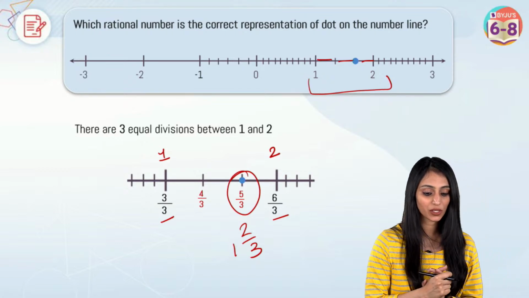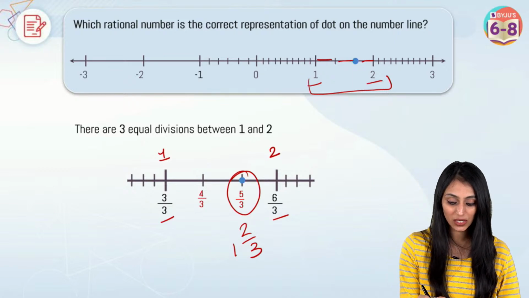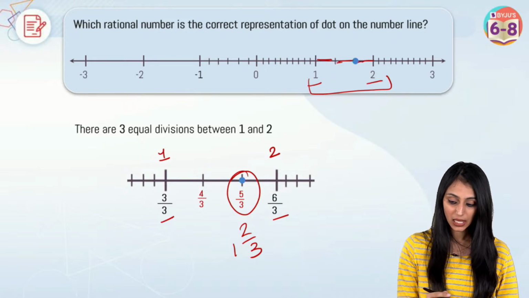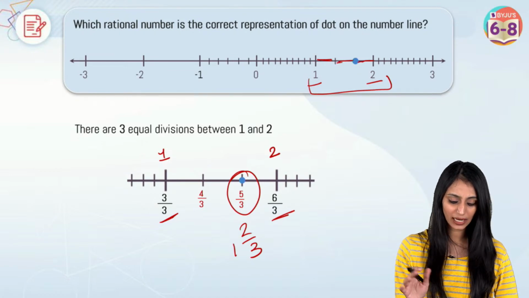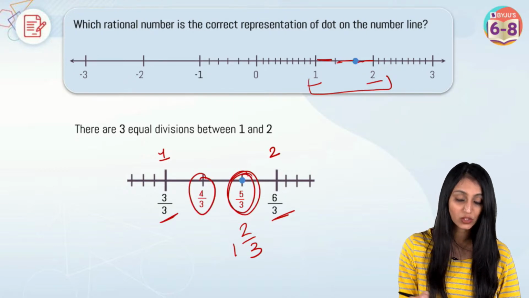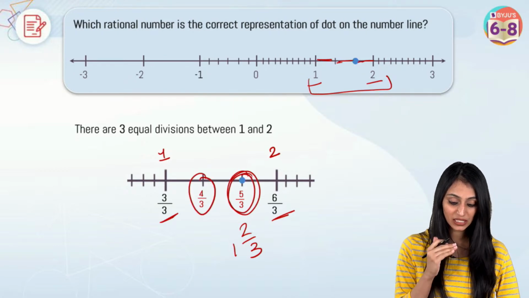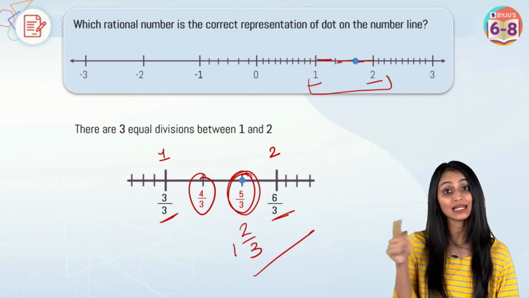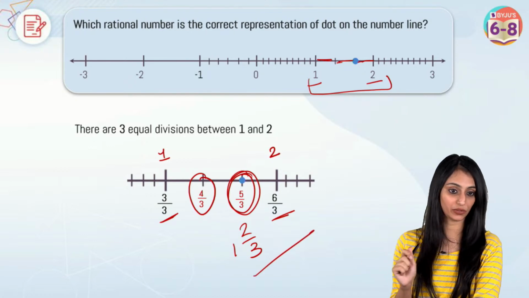Okay, so Anisha, what we are doing here is, this is 1 and this is 2. Equal divisions, 3 equal divisions are there. So 1 could be written as 3 by 3, 2 could be written as 6 by 3. Same thing, right? Since equal divisions are there, definitely the next number is going to be 4 by 3 and this is going to be 5 by 3. So the dot is representing 5 by 3. If you convert that into mixed fractions, it's going to be 1 2 by 3.